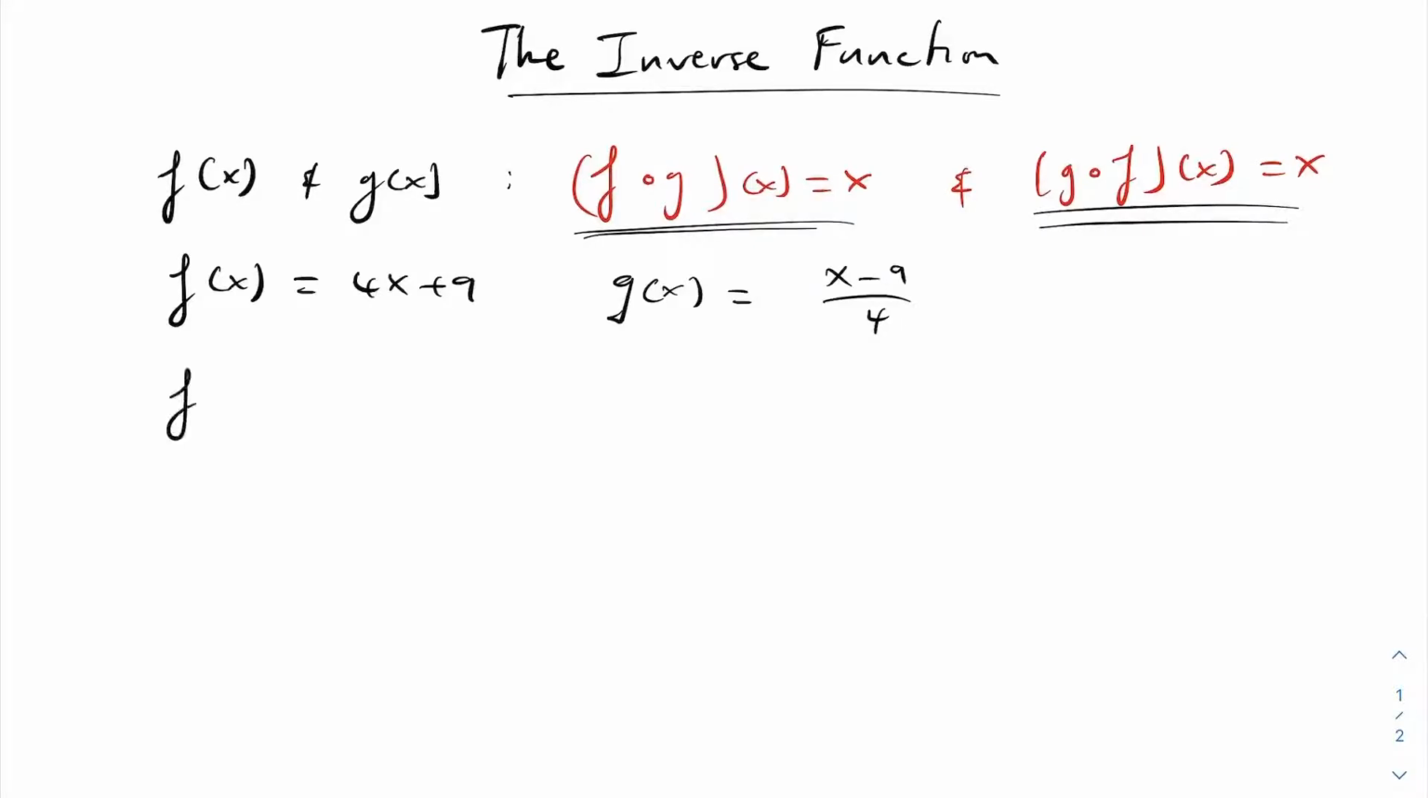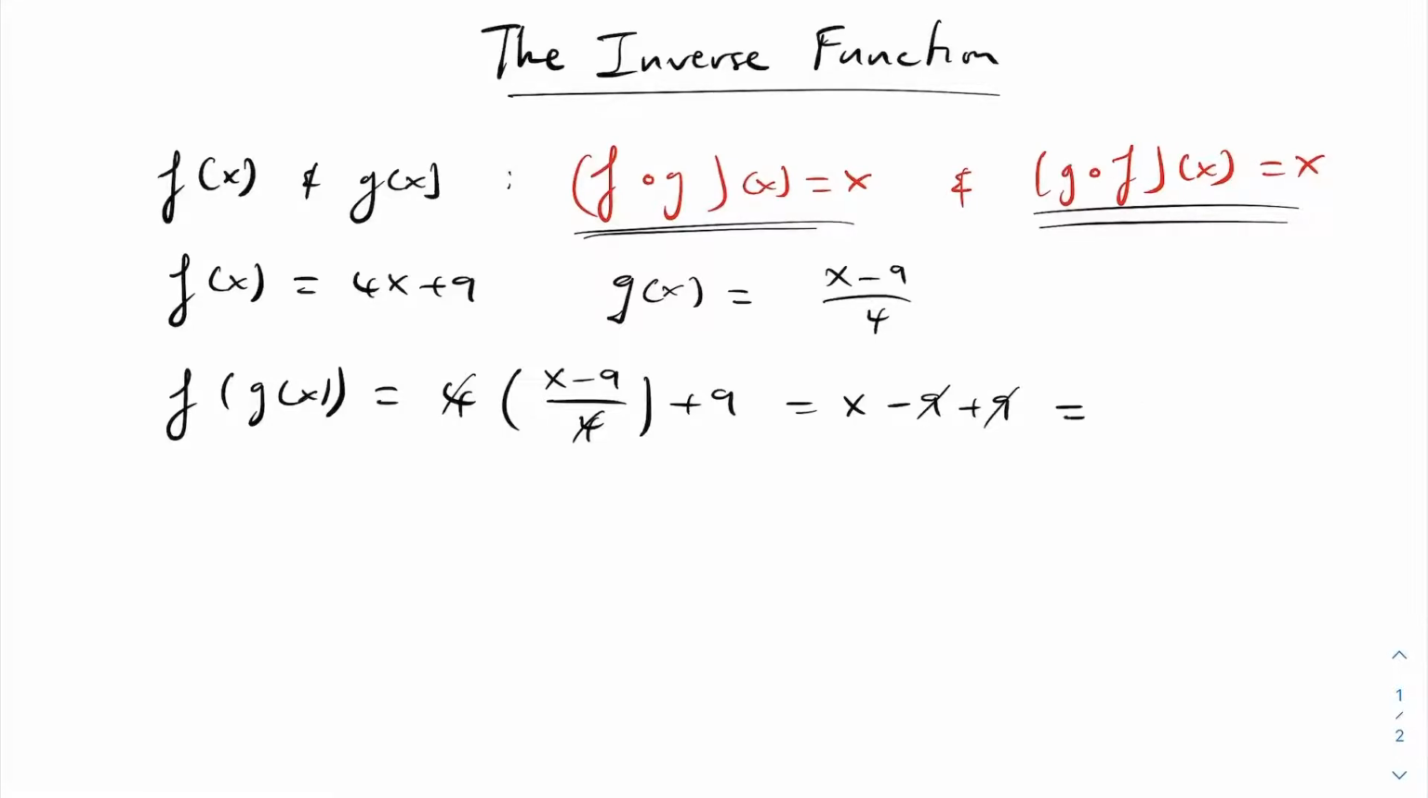So starting with f of g of x, this is going to give us 4 times (x minus 9 divided by 4) plus 9. And as you can see here, the 4 and 4 cancel. What you have is x minus 9 plus 9, and then the 9s cancel, and all we're left with is just x. So this one works out.